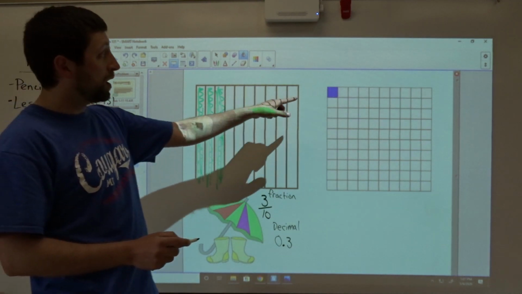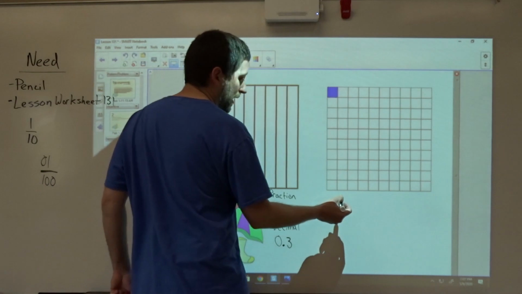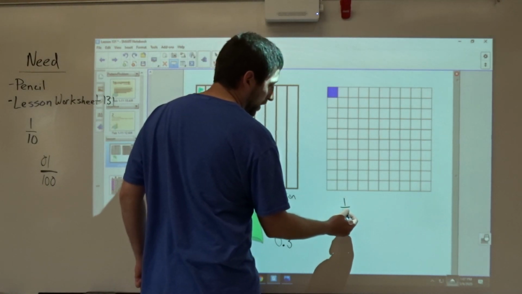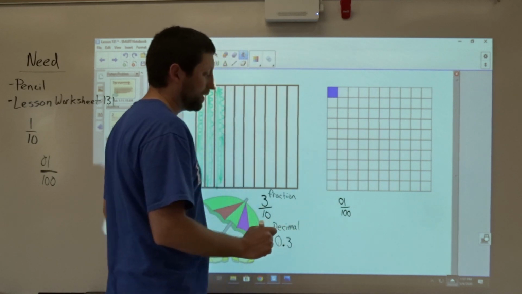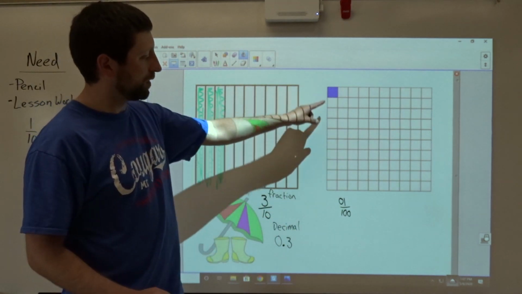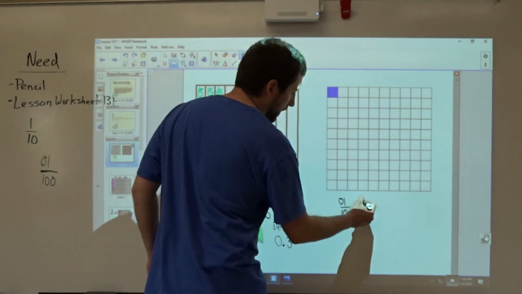So right now I have 1/100th shaded here. If I want to write that as a fraction, I write 1/100th, and it's totally okay to write a 0 in front of that so that I know that I have 0 full rows and I have 1 shaded here.